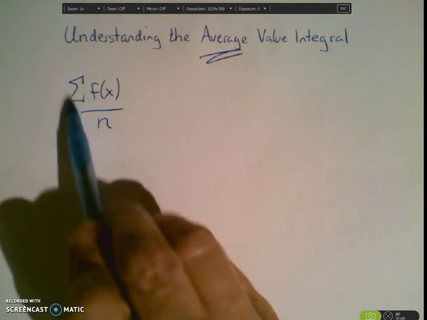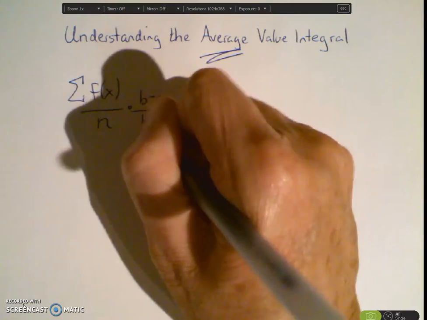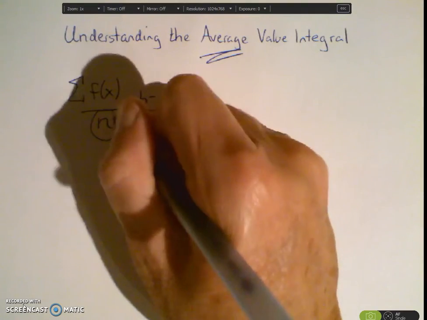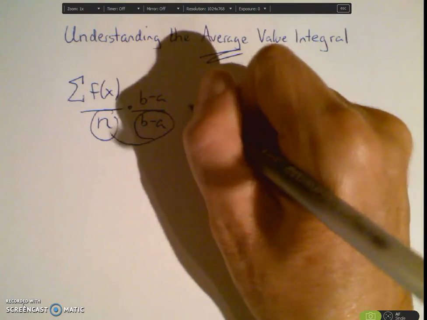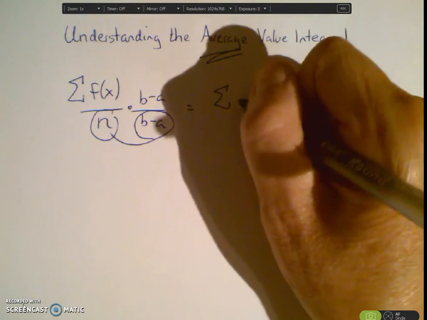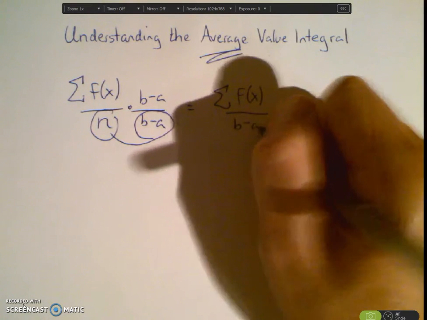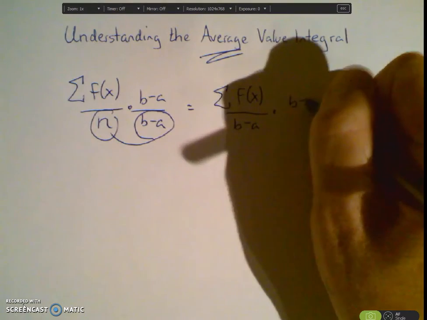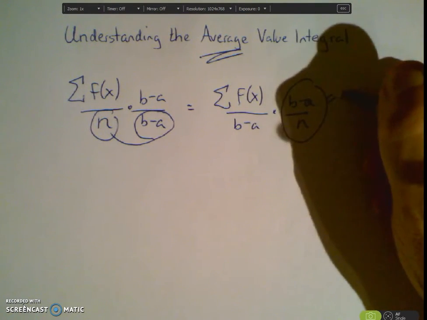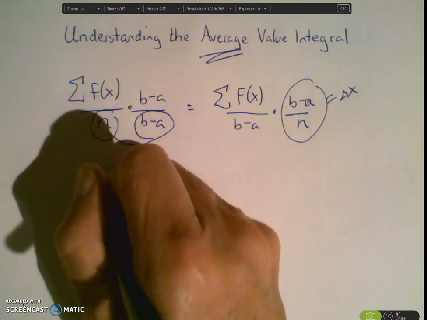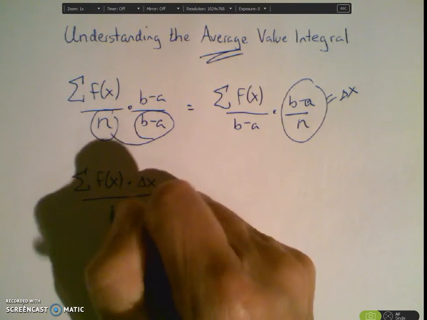But see, this is not a Riemann sum, and so we're going to need to multiply by a form of 1. I'll use b minus a over b minus a, and then I'm going to interchange these two denominators using the commutative property of multiplication. Now I have a summation of f of x divided by b minus a times b minus a divided by n. You might recognize this as being delta x. So I now have a summation of f of x times delta x divided by b minus a.